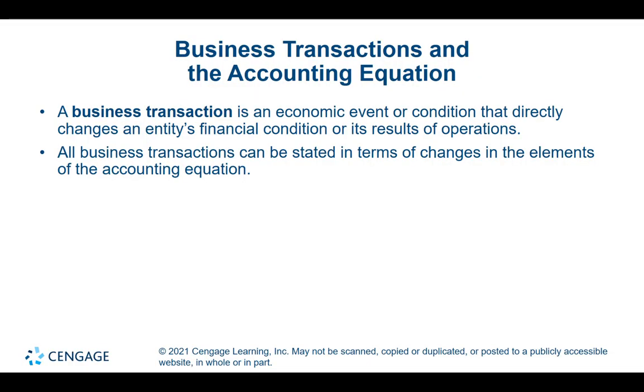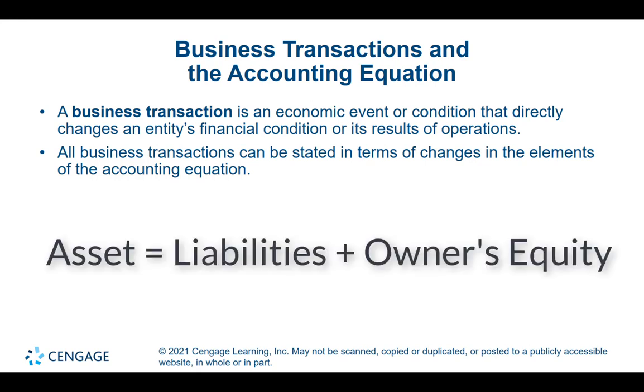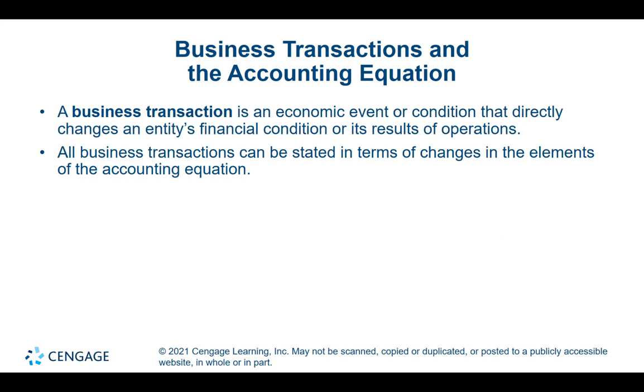In this video, I will go over some examples of business transactions, which are business activities that occur in the company, so-called economic events or conditions that directly change the entity's financial condition or its results of operations. Basically, a transaction is one that impacts the elements of the accounting equation: assets, liabilities, and owner's equity. The core of this chapter is understanding these business transactions and how they are recorded.